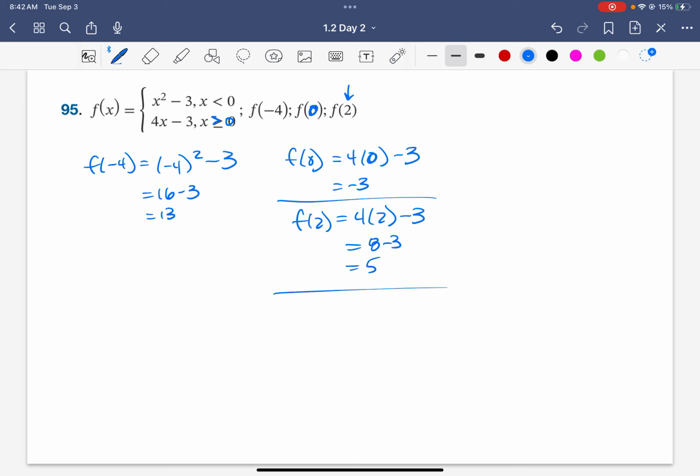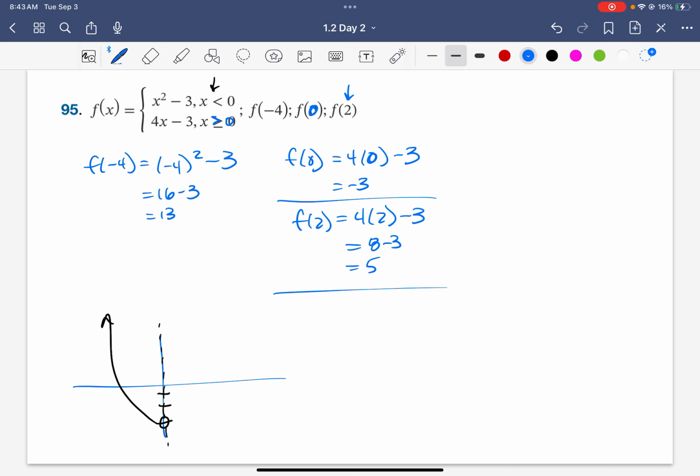Now if I was going to graph that, I know that we have a line right here at x equals 0, where to the left I'm going to draw x squared minus 3. That just looks like the graph of x squared, but it is pushed down 3 units. 1, 2, 3. Yes, there's a hole there.